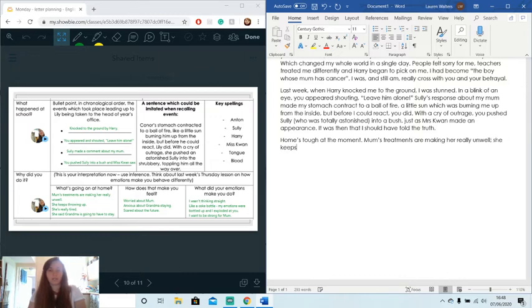Semicolon. She keeps throwing up. And is really tired. All the time. Make sure you get the I and the R around the right way. And tired, obviously, not tried. I've used a semicolon there because we're joining together two main clauses talking about the same thing. Mum's treatments are making her really unwell; she keeps throwing up and is really tired all the time.